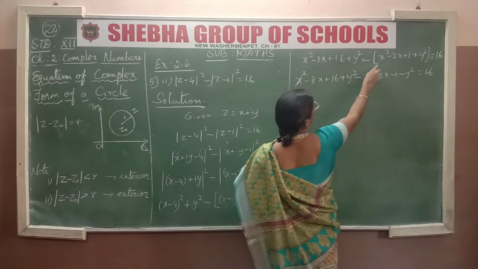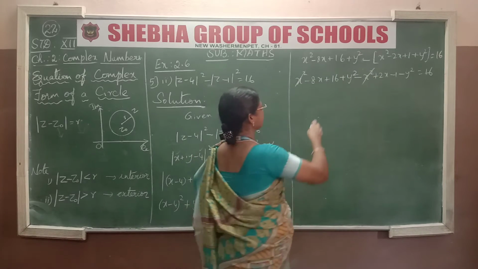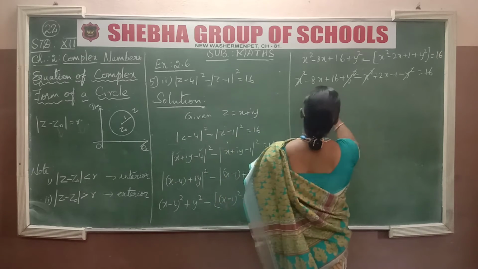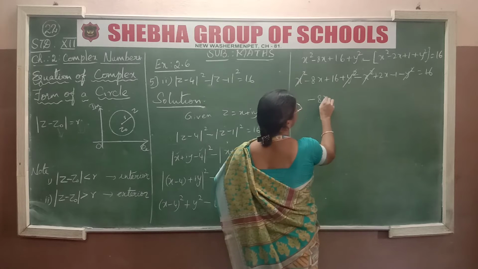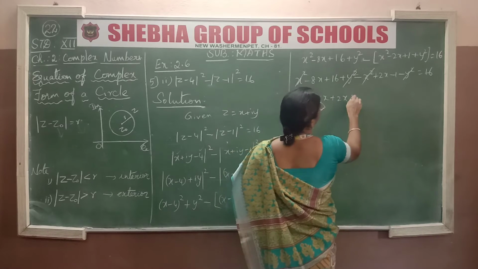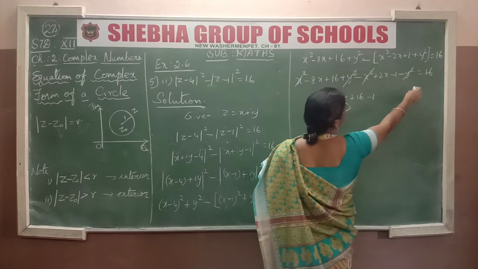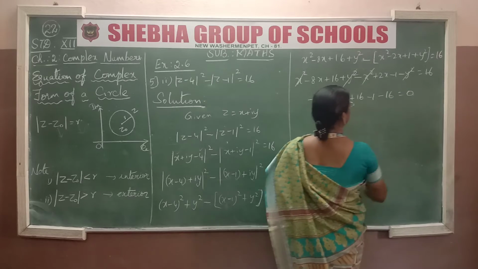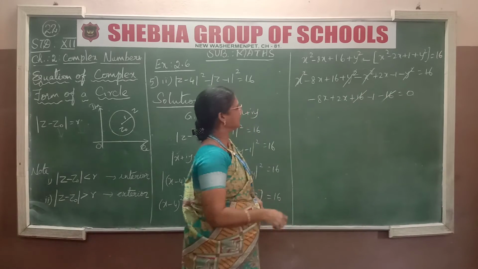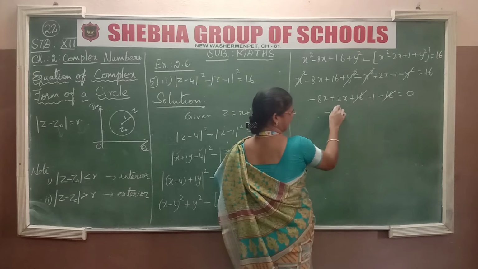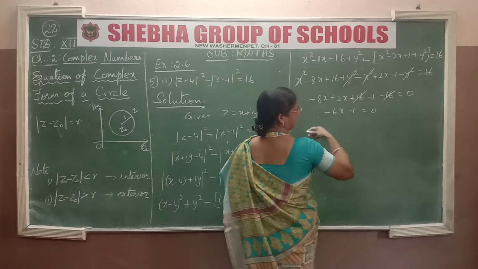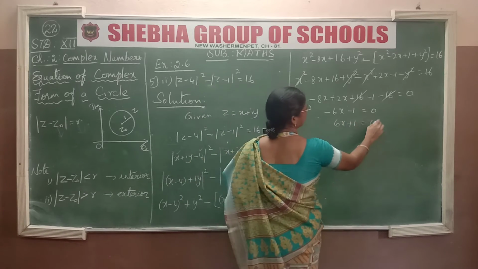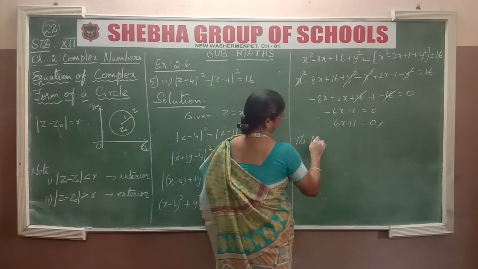So x square minus x square gets cancelled, y square minus y square gets cancelled, and write the remaining ones: minus 8x plus 2x and plus 16 minus 1, and bring this 16 to the left hand side, it becomes minus 16 equal to 0. Now plus and minus get cancelled. We get minus 8x plus 2x is minus 6x minus 1 equal to 0. Multiplying throughout by minus 1, we get 6x plus 1 equal to 0. This is our required equation.